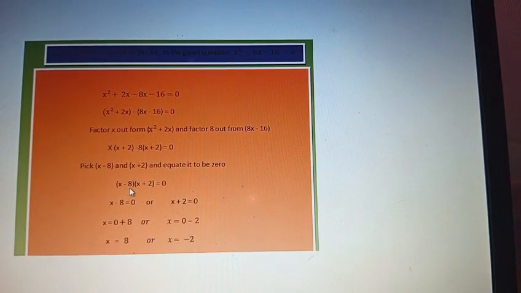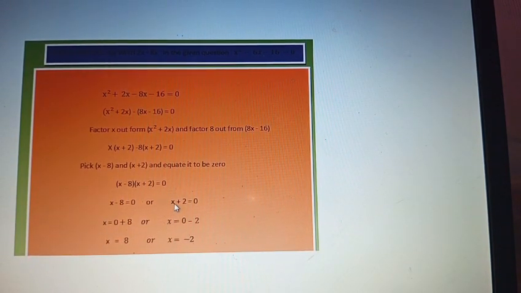So at this point, we have (s minus 8)(s plus 2) equals 0. Then we now have s minus 8 equals 0. Whenever a negative sign crosses the equal sign, it changes to positive, so s equals 0 plus 8, and our s equals 8.